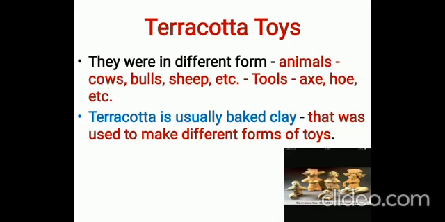Terracotta is usually baked clay. That was used to make different forms of toys. So what is terracotta? Terracotta is usually baked clay. It is a red-brownish colored clay which is baked, and then it is used to make different forms of toys. You can see these are terracotta toys.